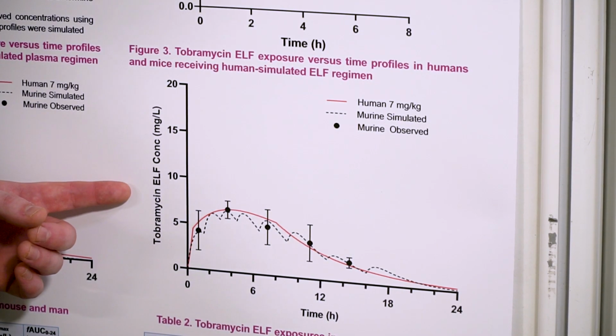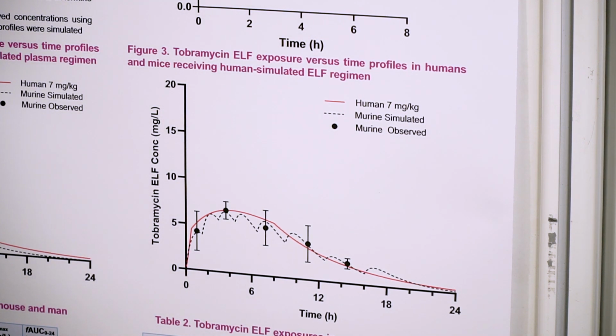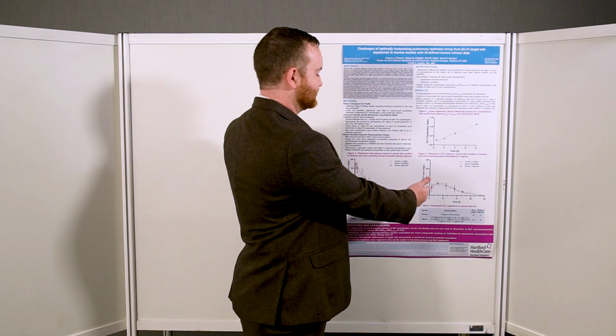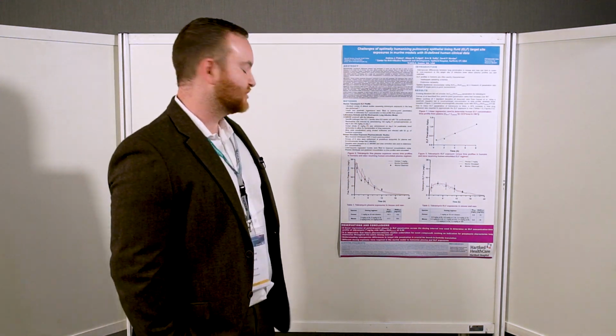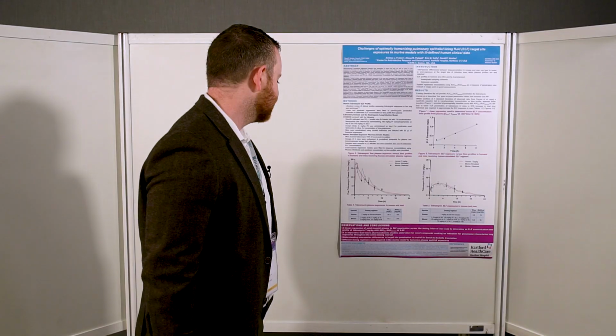And so you can see here that the profile of the human ELF is very blunted relative to plasma based on the red line. And so it actually took us more doses, but smaller doses in the murine model to approximate the epithelial lining fluid in humans. And so in conclusion, we used a linear regression of point-to-point plasma to ELF penetration across the dosing interval to determine the ELF concentration time profile of a human dose of tobramycin, to come up with an AUC of ELF over AUC of plasma of approximately 0.7.